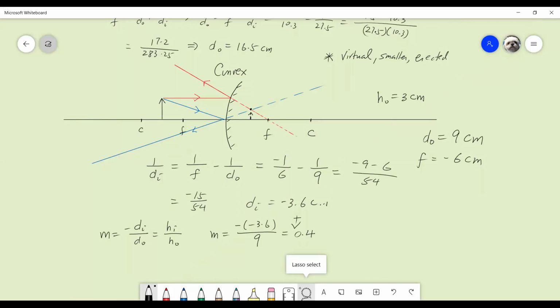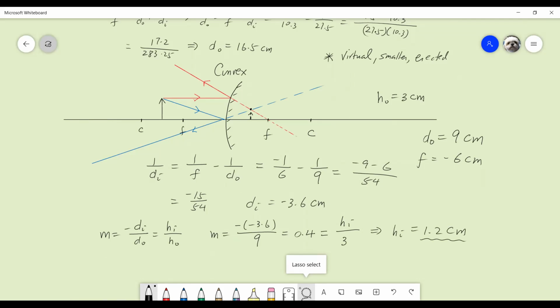Now then, the size of the image is 40% of the object. Yes, they diminish. Now I can find the height of that. My HO is 3 centimeters, so therefore the image height is 1.2 centimeters. You got it? Good.